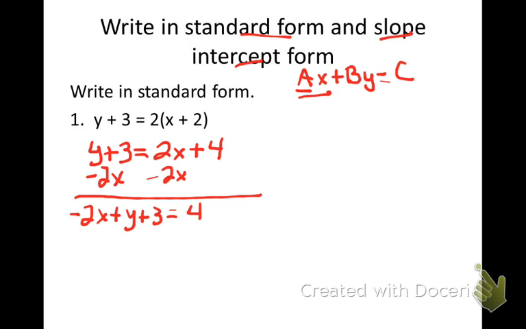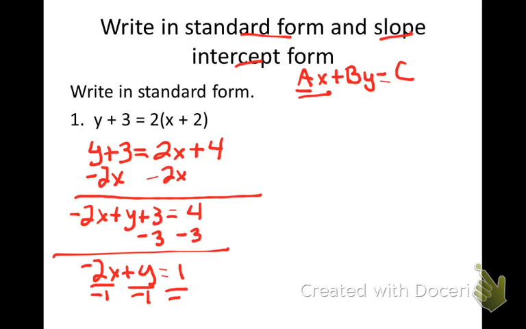We got the x plus the y over here, but I also have this 3, so I need to get rid of the 3. I'm going to subtract 3 from each side. I have negative 2x plus y, the 3's are gone, 4 minus 3 is 1. So now it looks very much like this. It actually looks like that, but I have that restriction that a must be positive, so I'm going to divide every term by negative 1 to get rid of that negative sign in front of the x. So negative 2x divided by negative 1 would be positive 2x. A positive y divided by negative 1 would be negative y, and a positive 1 divided by negative 1 would be negative 1.